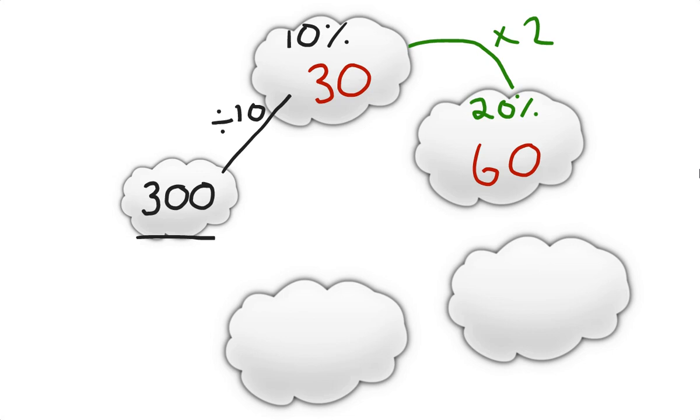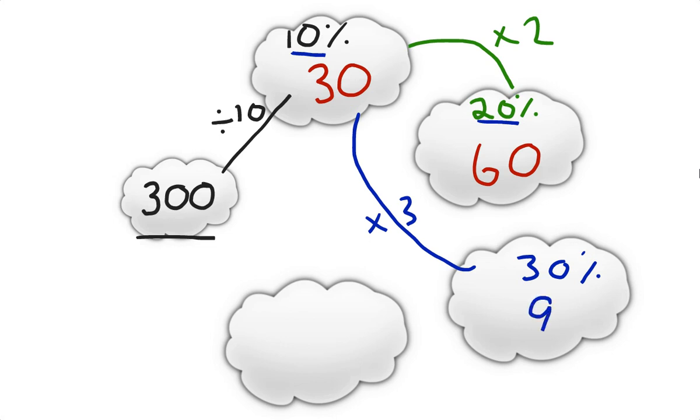What about if I wanted to work out 30%? Well, you could just times that by 3 if you wanted. Or, if you wanted to, you could add 10% to 20%, which would give you 30%. And 30 plus 60 is 90, which is the same as 30 times 3. How about if I wanted to work out 5%? Well, you can take your 10% and you can halve it, which would give us 15.